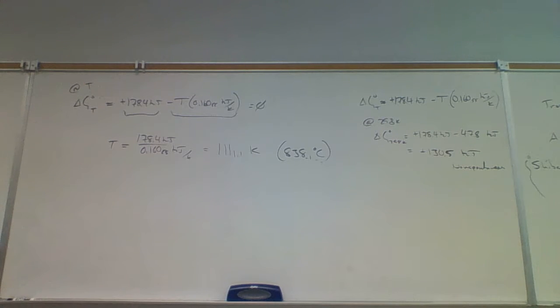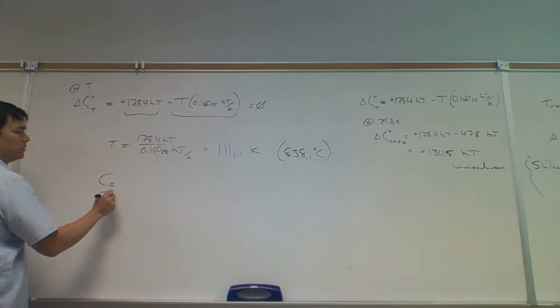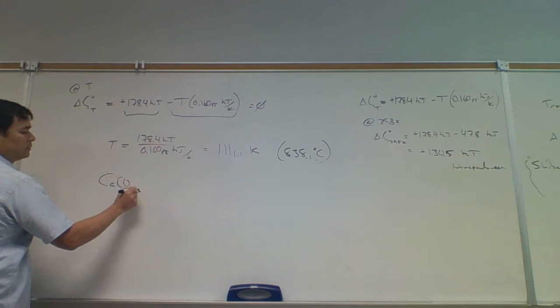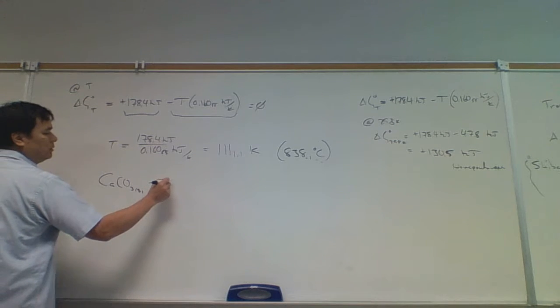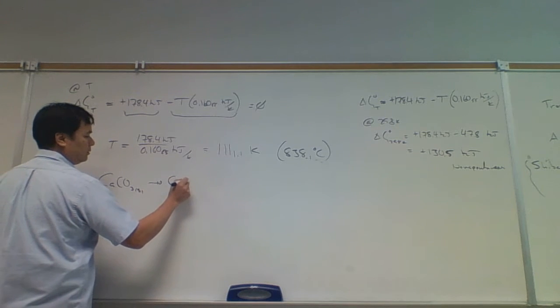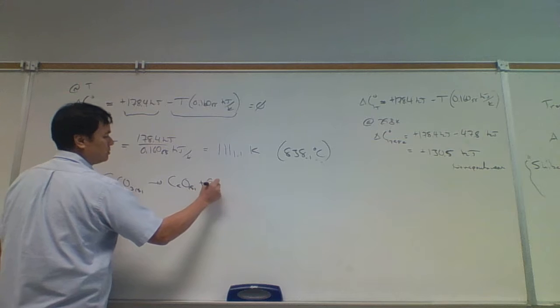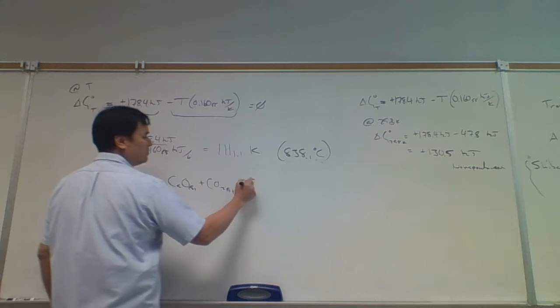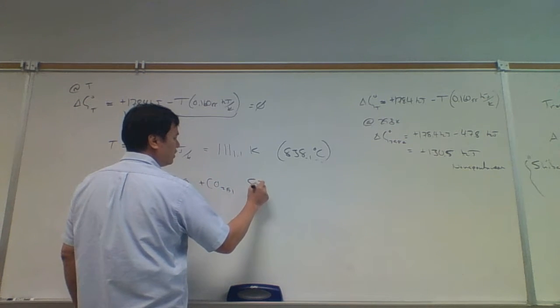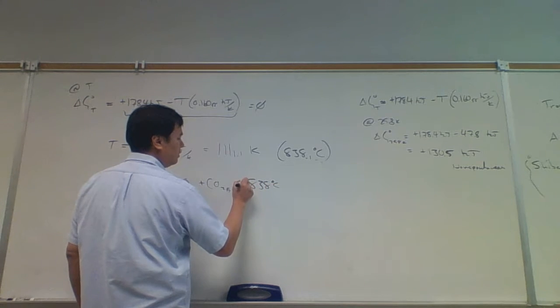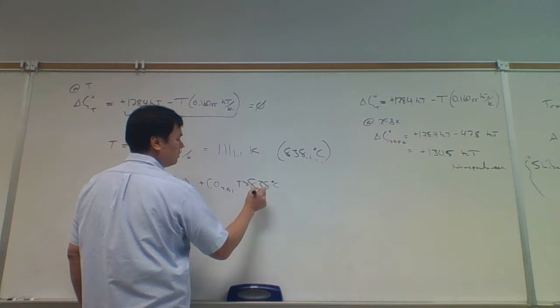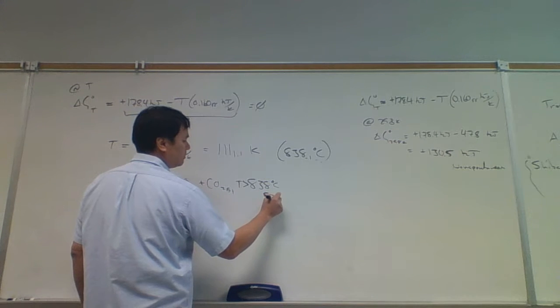And so what this means here is that at room temperature, calcium carbonate is not going to decompose, but if we increase the temperature to 838 or above, it should start to decompose. So here we go. Calcium carbonate goes to calcium oxide solid plus CO2 gas. And the temperature required is 838 degrees C. Temperature greater than 838 degrees C will go spontaneous.